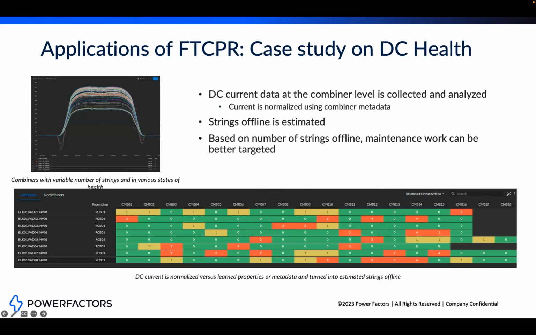Another application of FDCPR is quantifying the impact of maintenance work. One example is fixing strings offline and blown fuses. To the left is a plot of DC current data collected from a number of combiners for a single plant. Combiners often have a variable number of strings, making automated DC health inspections slightly difficult. Drive can take metadata or learn string ratings to estimate the number of strings offline per combiner. This data can be used to help target maintenance work.